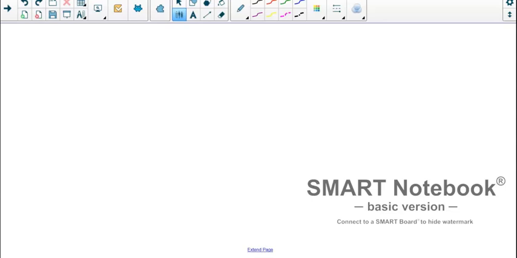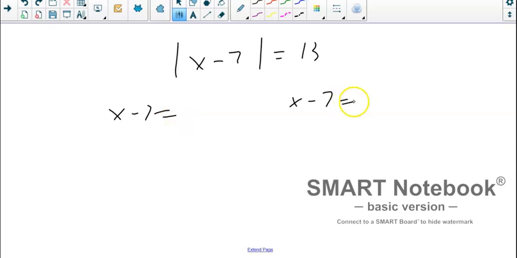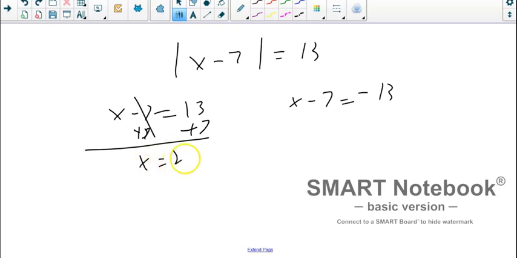Okay, so let's try something like this. Won't spend a lot of time on these because it's a pretty simple procedure. The absolute value of x minus 7 equals 13. Again, you just write the x minus 7 twice. You write the equals, you write the equals, you write the 13, but this time you make this negative. So now when I add 7, I get 20.